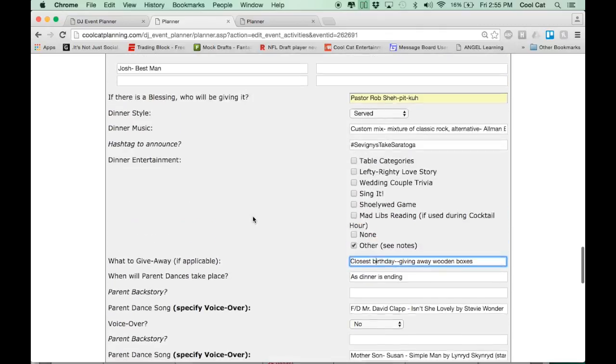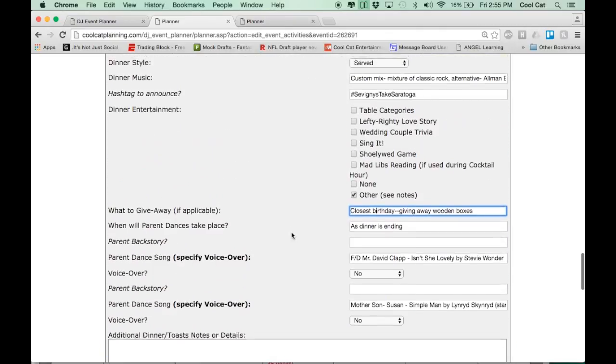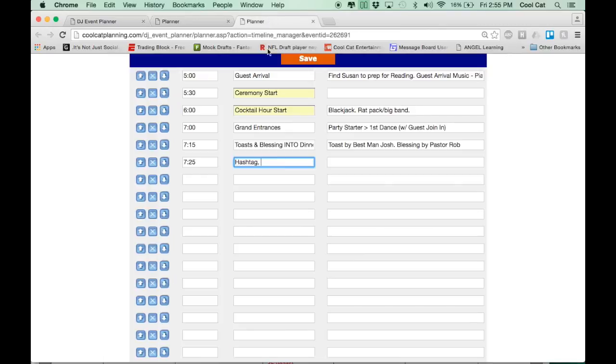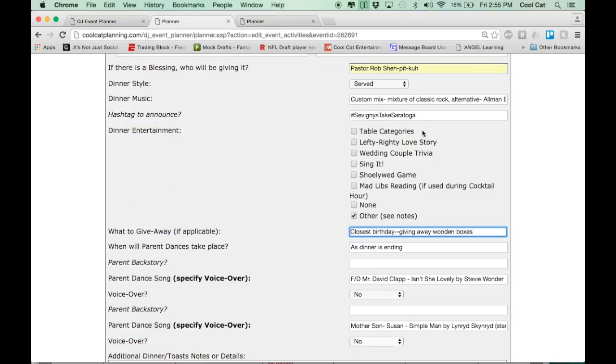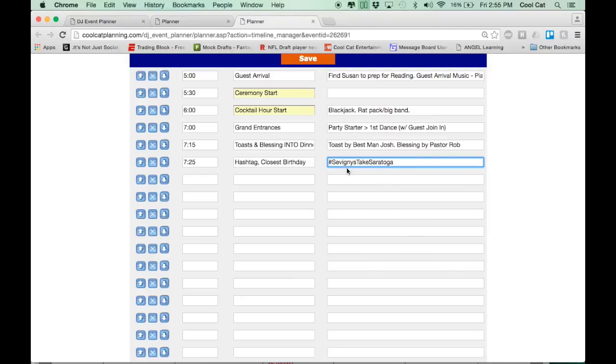And that is it for this section. Yeah, that is it. So hashtag closest birthday. Write the hashtag in this box. That way when you take the microphone from Pastor Rob, you'll be ready to immediately announce the hashtag, do the closest birthday, and then just announce dinner. The dinner will be out shortly.